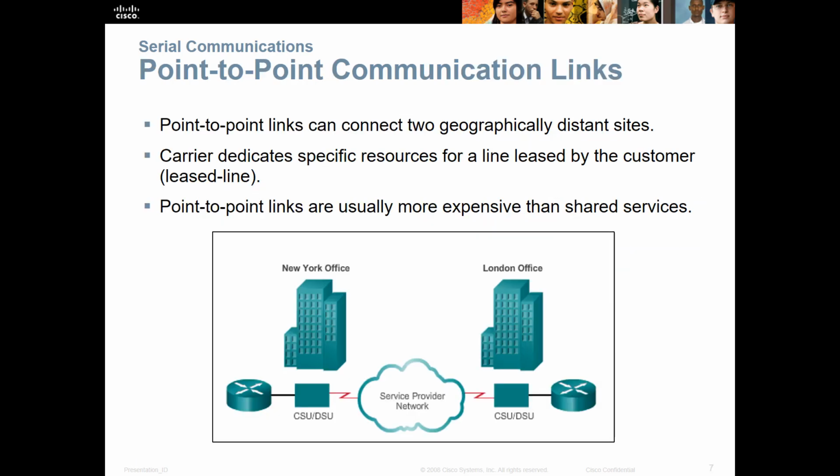Point-to-point links can connect two geographical areas over a greater distance. Carriers dedicated specific resources, for example, like a leased line, a T1, a T3, things of that. Point-to-point protocols are more expensive than shared services, but they're dedicated links.